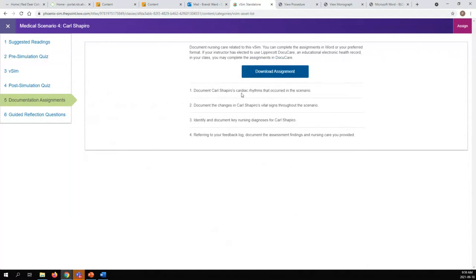Basically, document Carl Shapiro's cardiac rhythms that occurred in the scenario, document the changes in Carl Shapiro's vital signs throughout the scenario, identify and document key nursing diagnoses for Carl Shapiro, and referring to your feedback log, document the assessment findings and nursing care you provided.